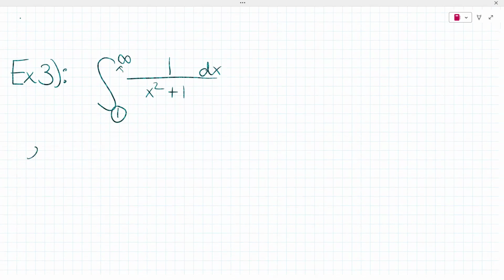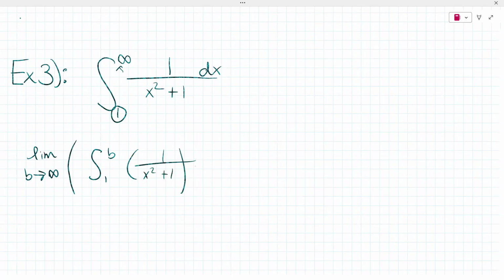So you're going to write it out as the limit as b goes to infinity of the integral from 1 to b, we change infinity to b, of 1 over x squared plus 1 dx.